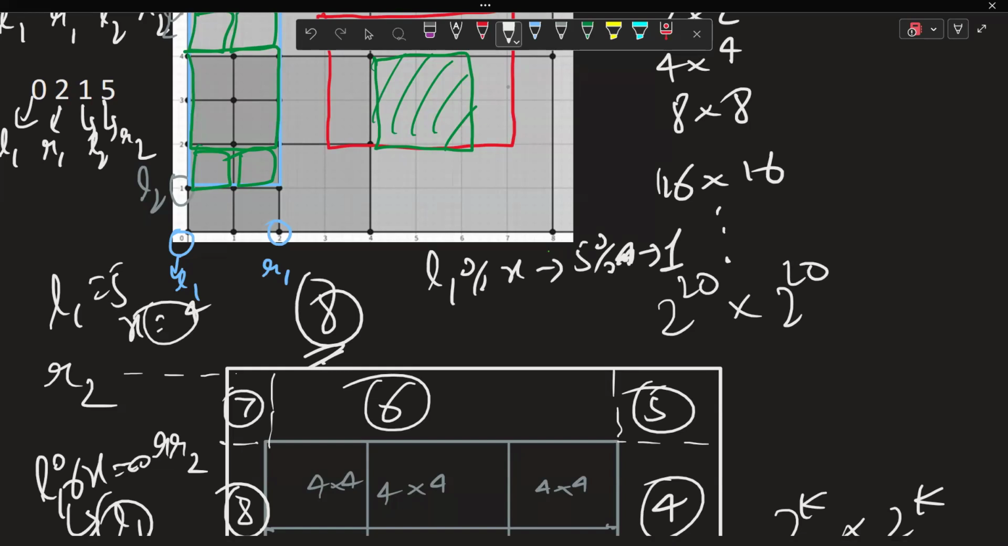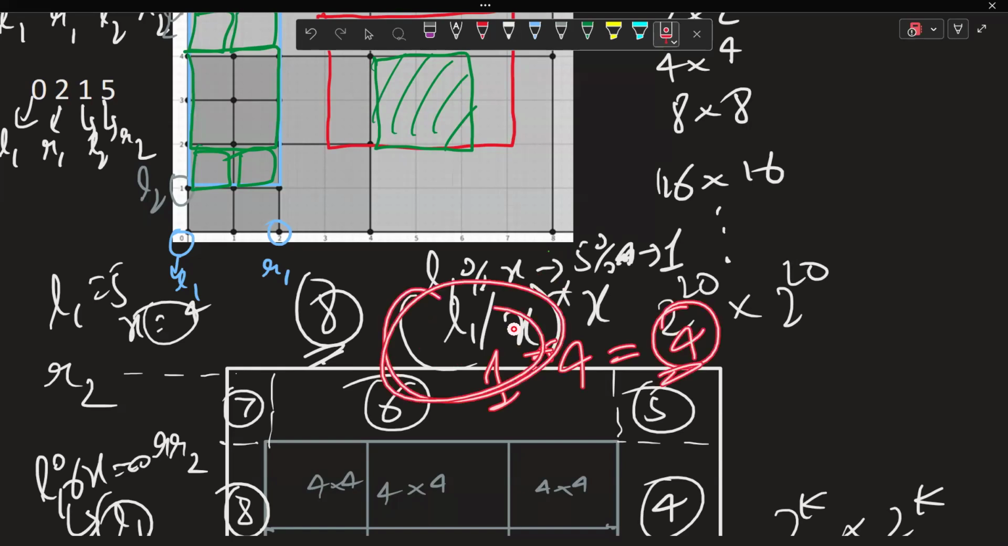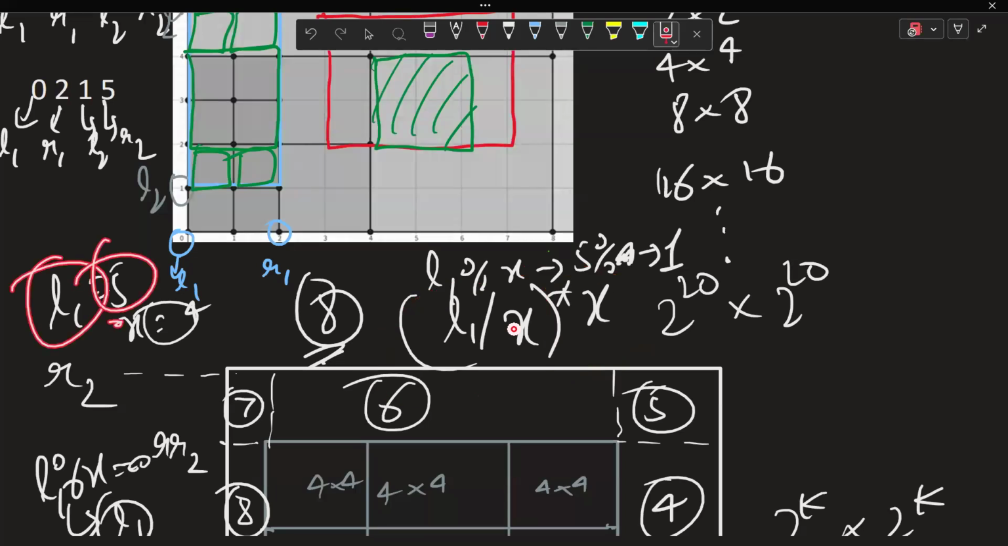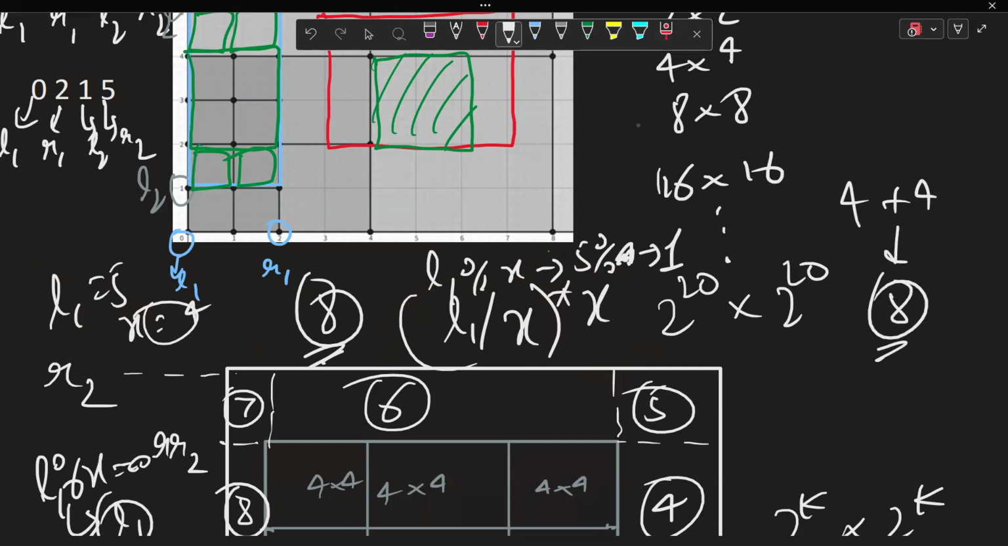Or what you can do, if you want to find the value divisible by x just below L1, you do L1 divided by x multiplied by x. If you do the integer division of 5 by 4, that would be 1, multiplied by 4 would be 4. So integer division by x multiplied by x gives you the value just below 5 divisible by x. And since 5 was not divisible, if you add x to 4, you get 8, the next value.